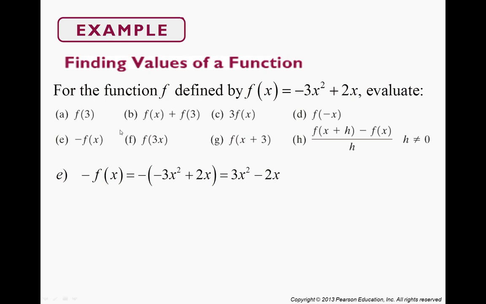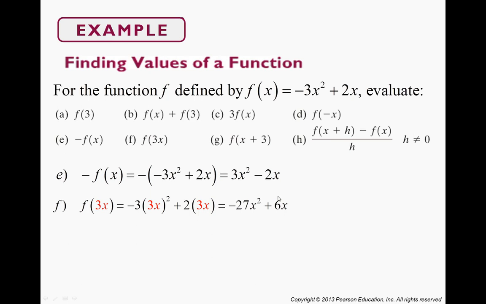For f, I'm going to replace x with 3x. So anywhere there's an x here, it's going to have parentheses, and inside of it, it's going to have 3x. Then I have to remember my order of operations. 3 gets squared, x gets squared, and it's 9x squared times negative 3 is negative 27x squared. 2 times 3x is 6x.